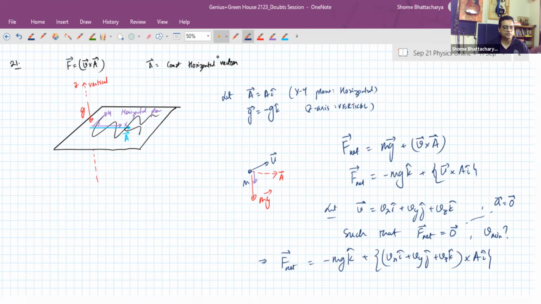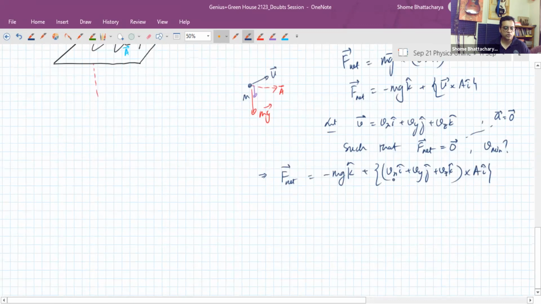But I'll say it covers everything, because I was free to select the XY axes as I please, as long as they are in the horizontal plane. So wherever the A vector was in the horizontal plane, I've just selected that to be my X axis. There's no problem with doing that. I'm not eliminating any case. It covers all cases of the general solution. So I want this to be zero now. Let's work this out.